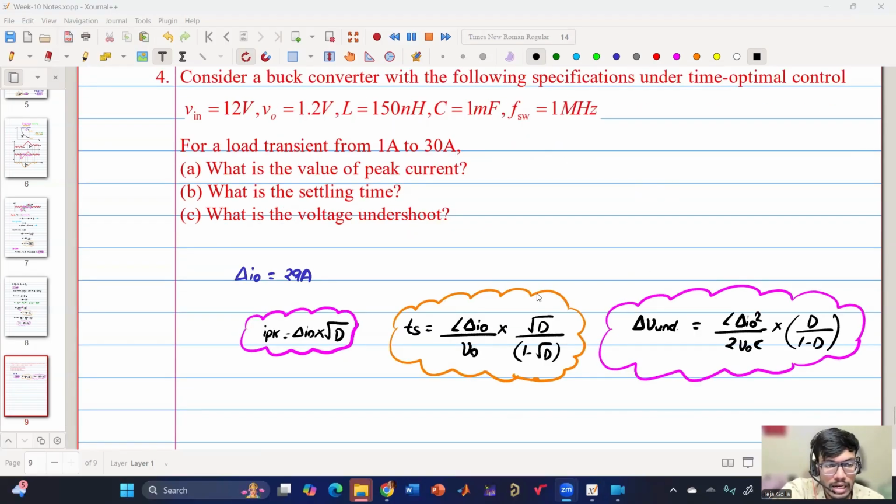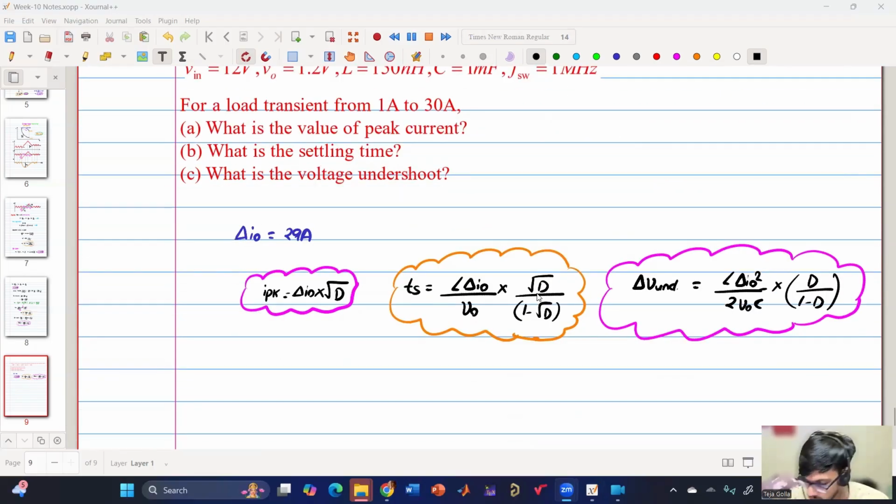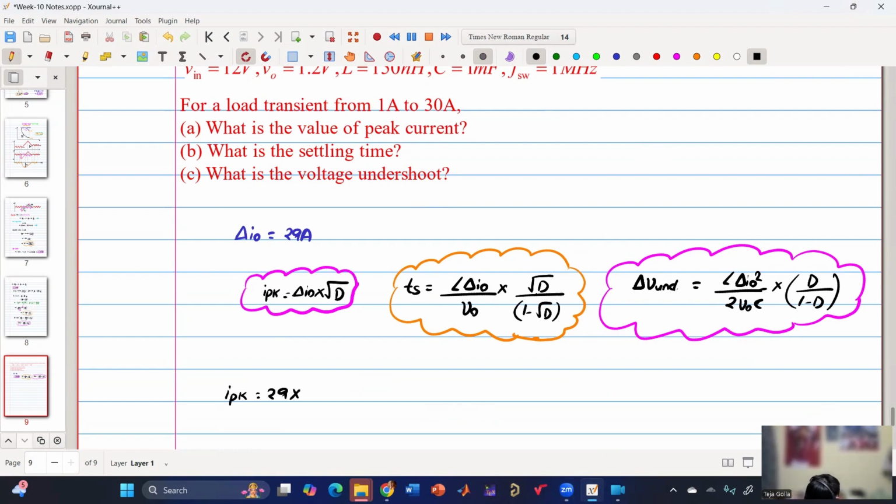Okay, so let me calculate. I hope others are also calculating. So I'll get IP is 29 into square root of 1 by 10. So I'll get IP is nothing but 29 by root 10, which is 9.17. Very good. So it is coming 9.17 amperes.